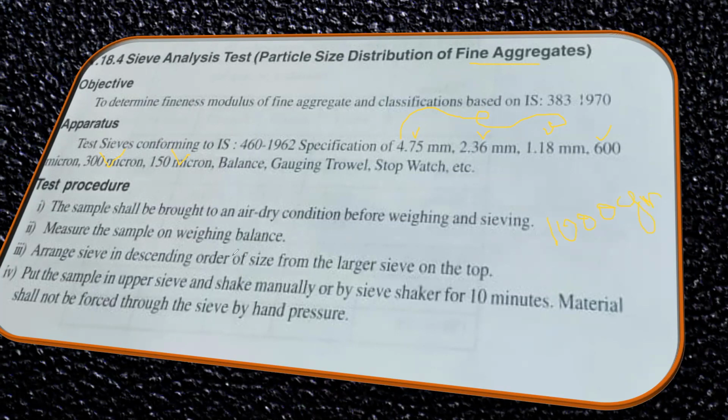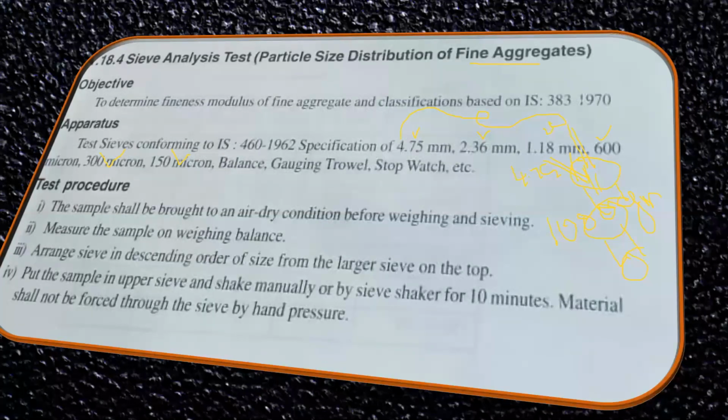Arrange the sieves in the descending order of size, with the larger sieve on the top. That means 4.75 mm sieve is going to be at the top. This is my 4.75, followed by 2.36, followed by 1.18, and so on. So put the sample in the upper sieve, that is whatever 1000 grams of sand I'm going to take, I have to put it on the 4.75 mm sieve, because that will be on the top, and shake manually or with a sieve shaker for 10 minutes. Material shall not be forced through the sieve by hand pressure, right? You should not put a pressure on the sand so that it is going to pass. Only by sieving it has to pass, and no external force has to be applied.